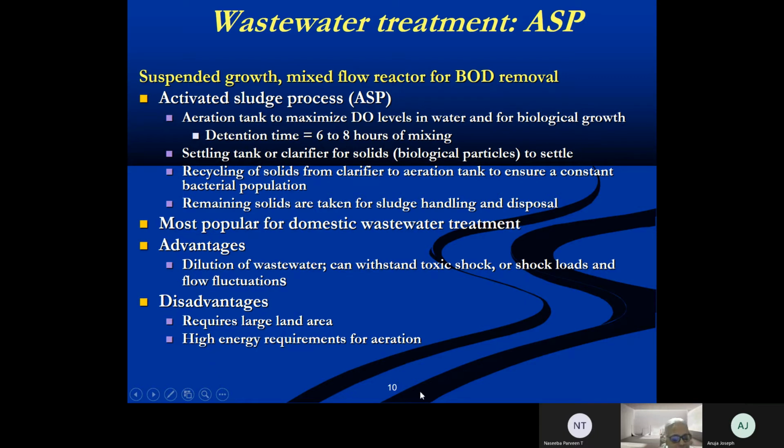The disadvantages are that it requires a very large amount of land. And the second point is that the aeration part of the process requires a huge energy input. So many municipalities, even in our country, get grants for setting up the plant, but they don't run it because it's so expensive in terms of energy, because many cities don't have enough power and are not able to run these plants. So you will find that very few wastewater treatment plants are actually running at full capacity and doing what they are designed to do.